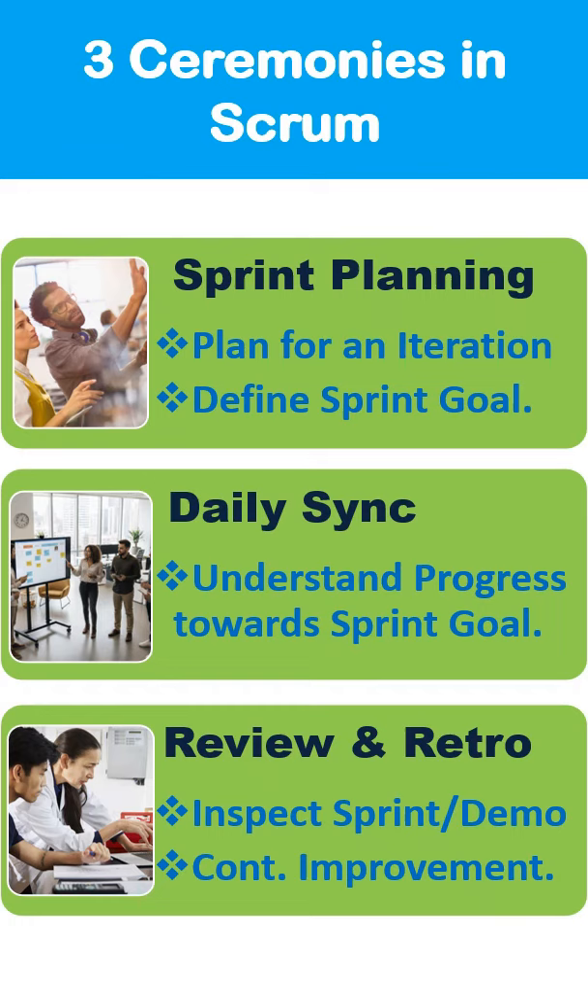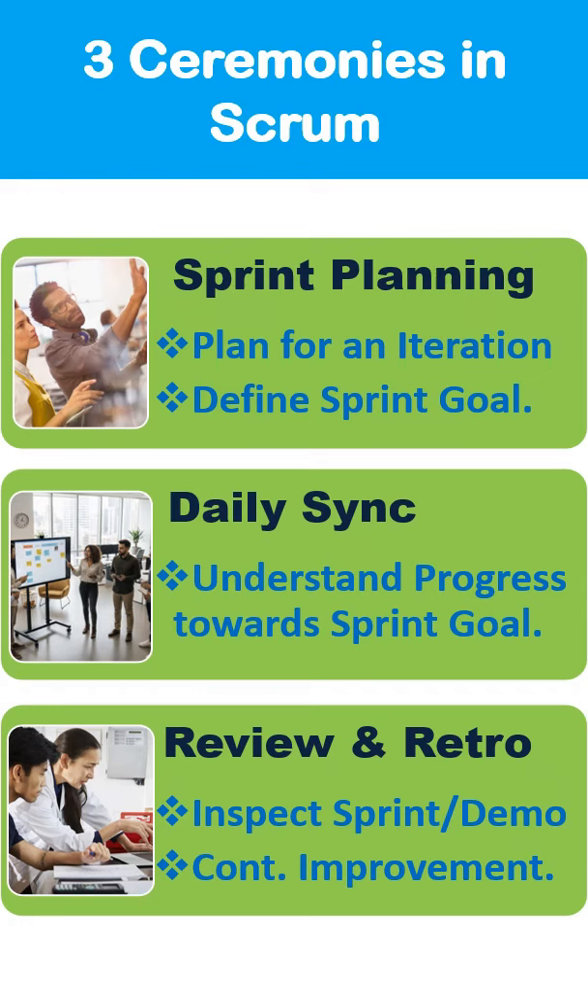Fourth set of threes are the three ceremonies in Scrum. So we have sprint planning. That means planning for an iteration, defining the sprint goal, committing to a particular plan, what can be done in a 2 weeks of a sprint, or let's say a team is running 3 weeks of a sprint. Daily scrum is basically a meeting to understand progress towards a sprint goal. Are there any hurdles? Are there any blockers that need to be resolved so that we meet our sprint goal?